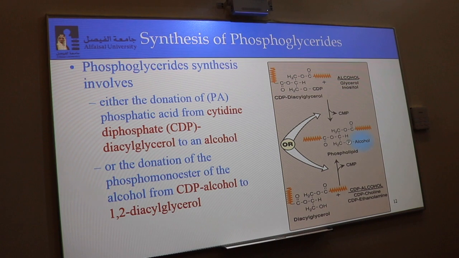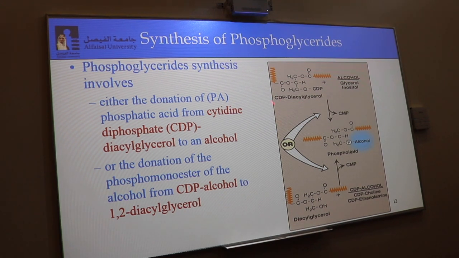So this slide is not for study. I don't want you to study the synthesis. So you can delete this slide, but some people would like to know how they are synthesized. So if you want to know how they are synthesized, this is the answer. We have 2 ways of synthesizing the phosphoglyceride. You know that in glycogen synthesis we used UDP. What was UDP? Okay, what is CDP?